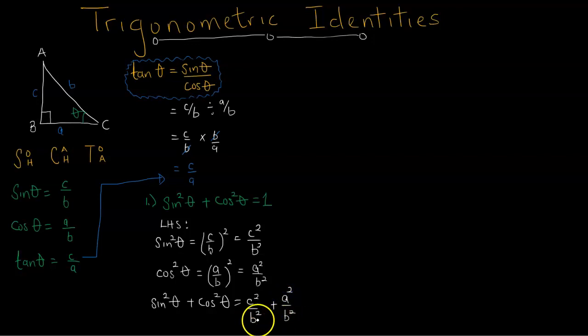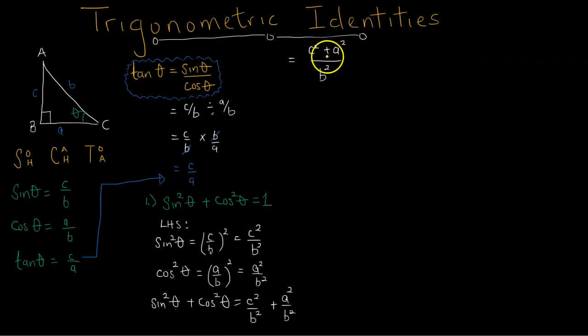If I take the LCM, of course, I've got the same denominators here, so the LCM is just going to be b squared. Since the denominators are the same, I'm just going to add the items at the top. So I've got c squared plus a squared. So this is sine squared theta plus cos squared theta.